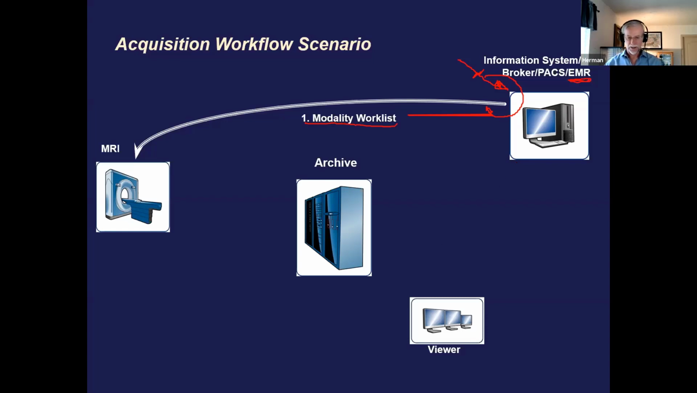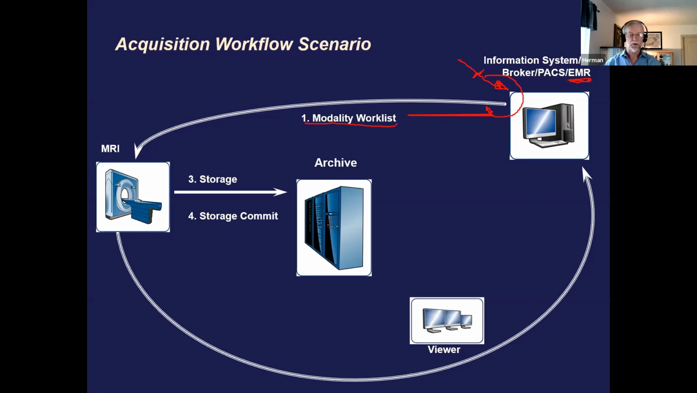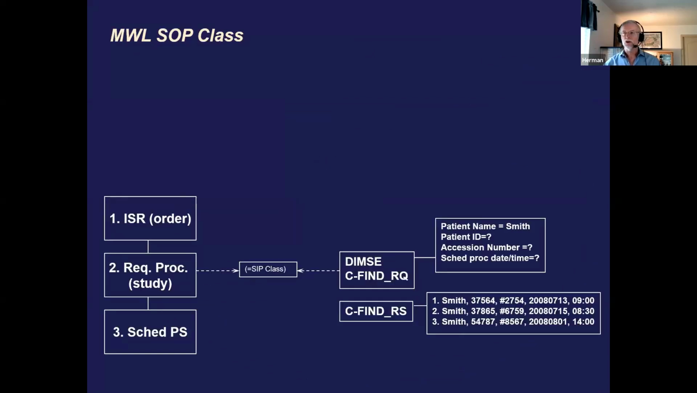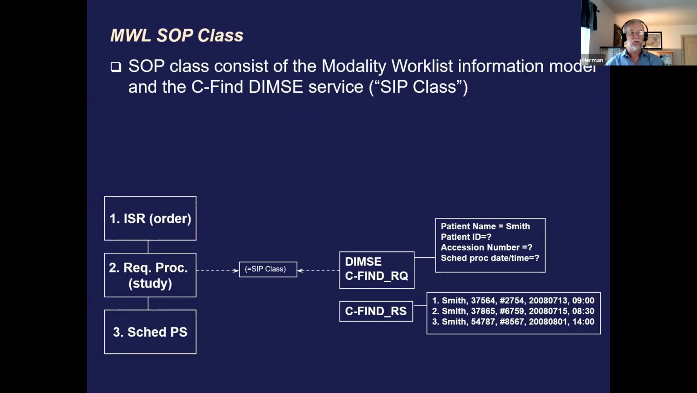So modality worklist, and then of course it fits in the workflow. We send the images, we do storage commitment and PPS if we have that, look at the images and so on. So we're going to focus on the first part. So how does modality worklist work? Very simple. Modality worklist is basically a combination of an information model, imaging service request, procedure, scheduled procedure step, left, right on the corner, right here. So it's a combination of an information model.